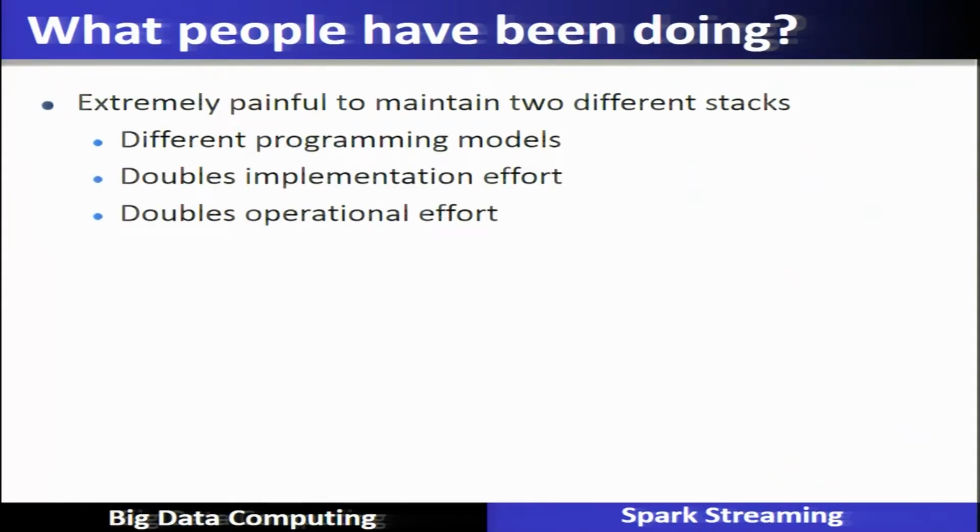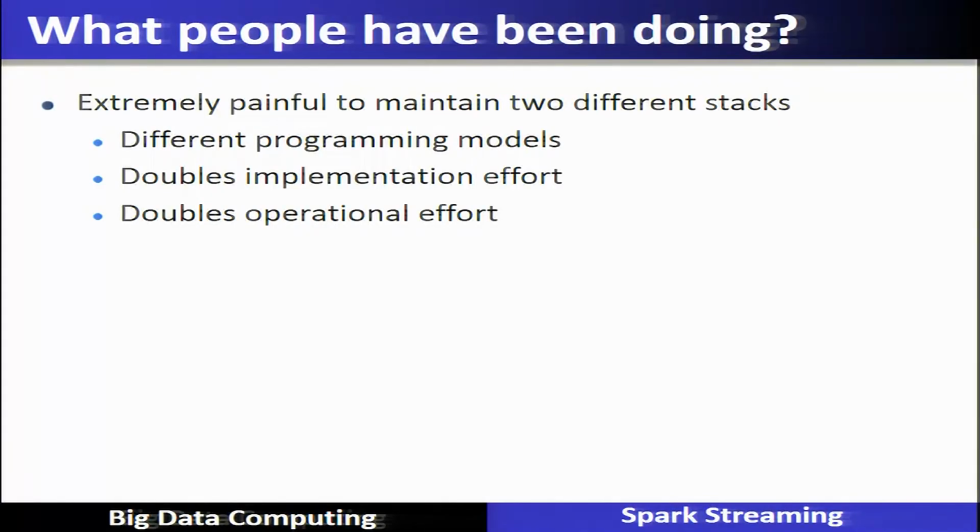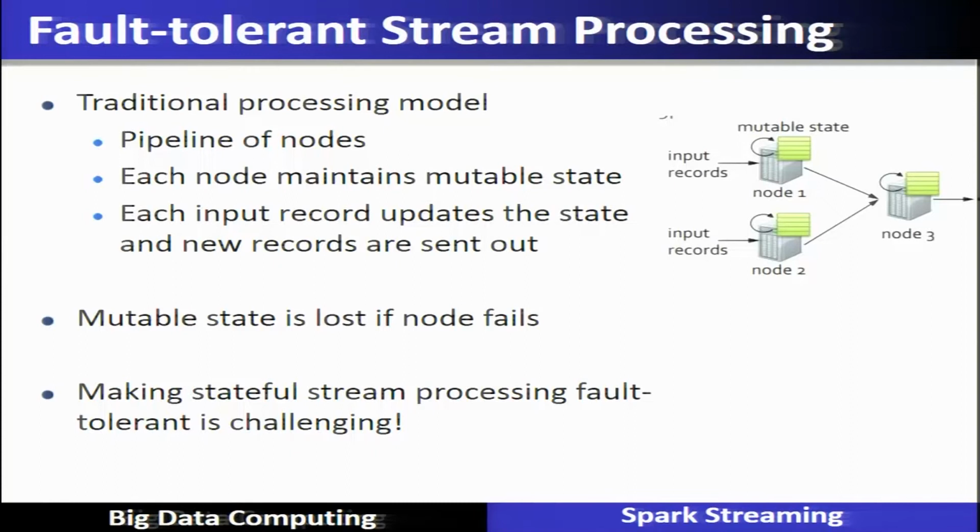Therefore, it is required to maintain two different stacks if the integration is not supported, and they may also require different programming models, different efforts, and an operational cost. So, that is not feasible. Therefore, in Spark streaming, which we are going to discuss today, we will see how all of that is integrated and how it is useful for various applications.